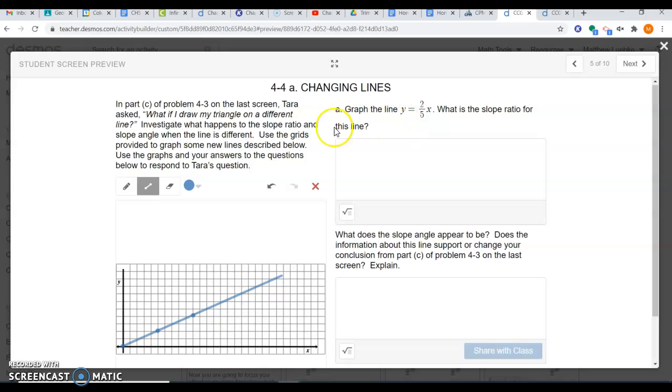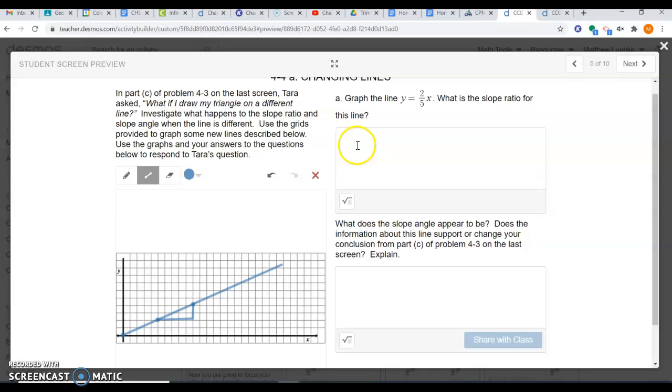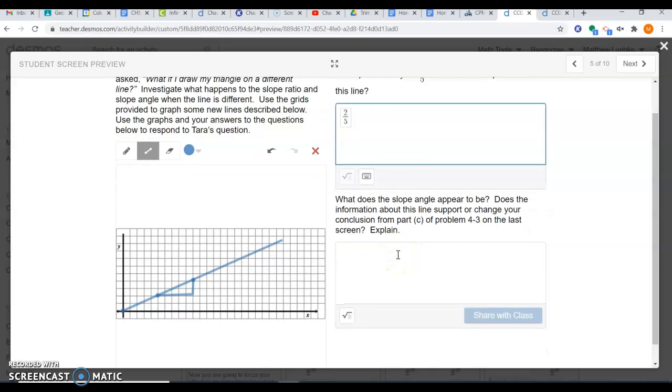I can draw in my line, and I can look at what my slope ratio is by creating a triangle. So if I go over 5 up 2, I can create my slope ratio, which is 2 over 5 because of up 2 over 5. Okay, and then it says, what does the angle appear to be in this line? And we can support our conclusion. So it's saying, what do we believe the angle here to be?